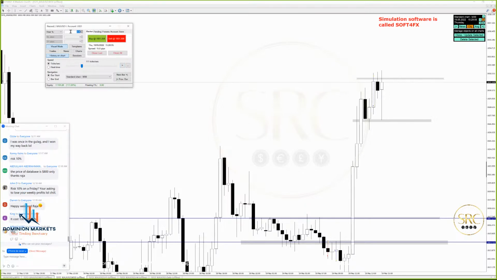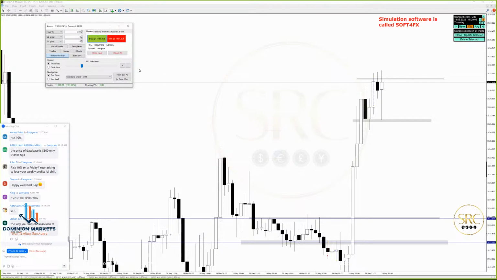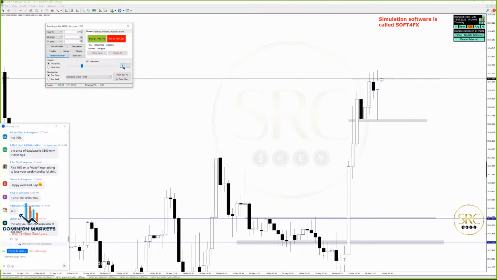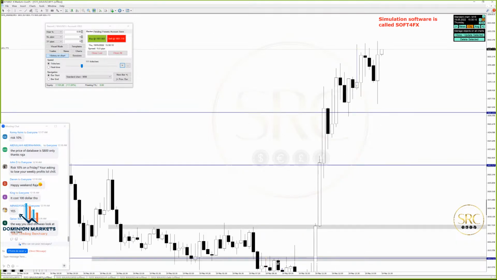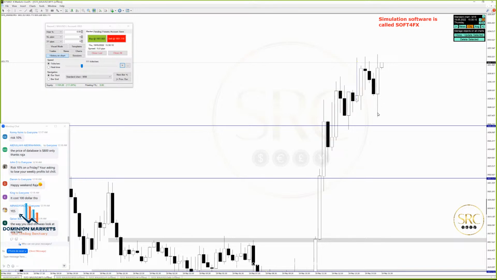Let's do some dynamic entries here, right? 0.5. Okay, let's just wait for the 30-minute candle to close. The 30-minute candle has closed. Beautiful. Now, the 30-minute candle has closed, huge rejection. The 1 hour candle is still open. The 15-minute candle also, huge rejection. It's open at this point.